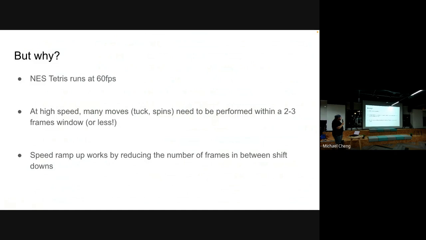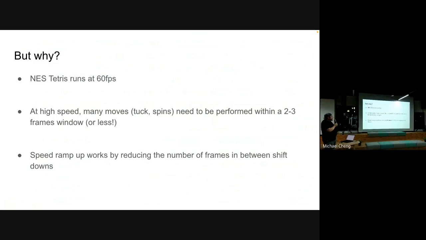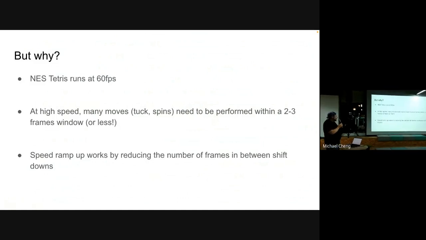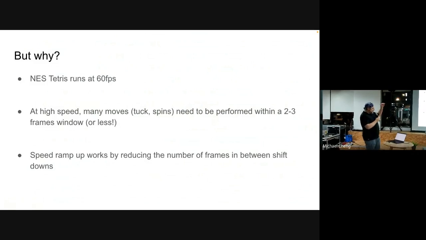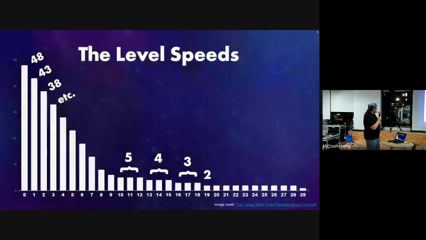So why is this? Well, NES Tetris runs at 60 frames per second. At high speed, many moves need to be performed within a 2-3 frame window or less. It's actually quite difficult. And the speed ramps up by reducing the number of frames between the times the piece falls one row at a time. If you play at level 0, there are almost 50 frames where the piece stays before it shifts down. And at level 18, there are only 3 frames. Level 19, only 2 frames. Level 29, only 1 frame. One frame between piece drops is just too fast to play, right?